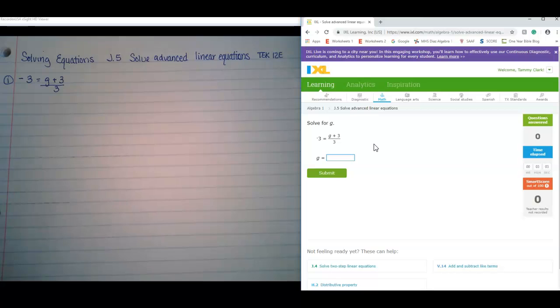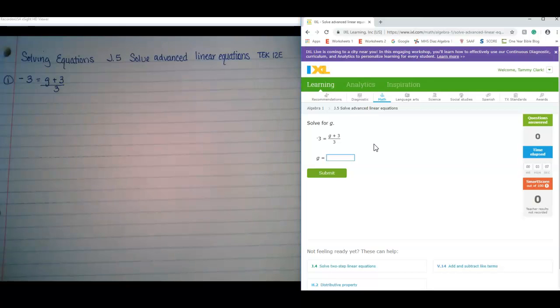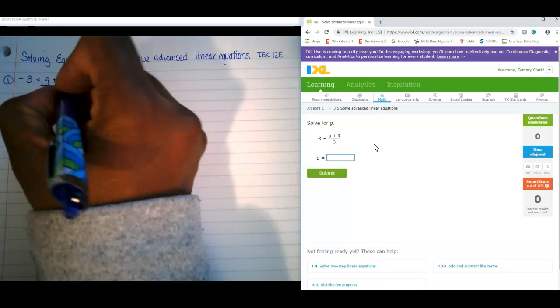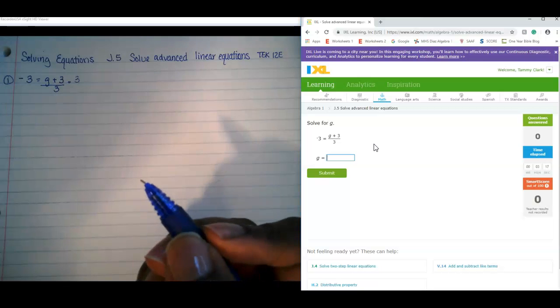So what we're going to do first is we are going to... I just broke my pen, my favorite pen. That's not good. We'll see if it works. We're going to multiply by 3. See, guys, it's crooked now.